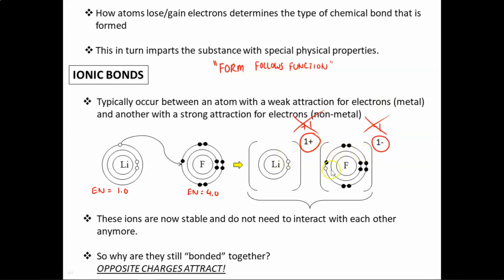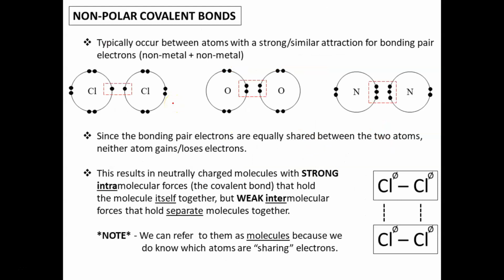Now that these ions are stable, they don't need each other anymore. So lithium has already given away its electron to fluorine. It doesn't need to be next to fluorine anymore. So why are they still bonded together? Because opposite charges attract. Due to their electrostatic attractions, the positive charge and the negative charge cause the lithium and the fluorine to attract one another. This is known as an ionic bond because it's a bond that's formed between 2 oppositely charged ions. So with ionic bonds, electrons are transferred from one atom to another.